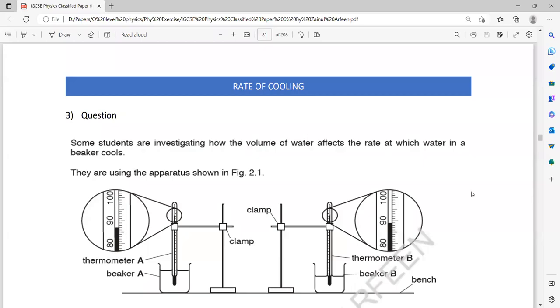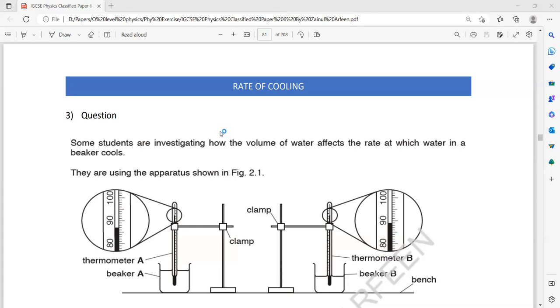So this one is classified paper 6. The topic: rate of cooling experiments. So we'll discuss how a rate of cooling experiment simply refers to having hot water and measuring how much time it will take to cool down. You measure the temperature change every 30 seconds for 3 minutes, and you can sketch a graph between the temperature and time and compare the gradient or the slope to work out the rate of cooling.